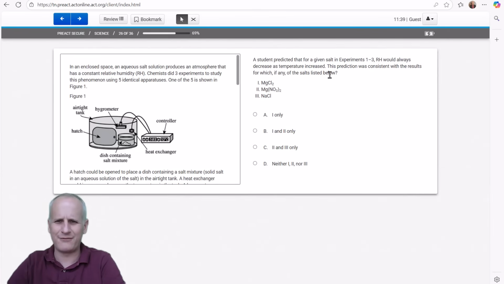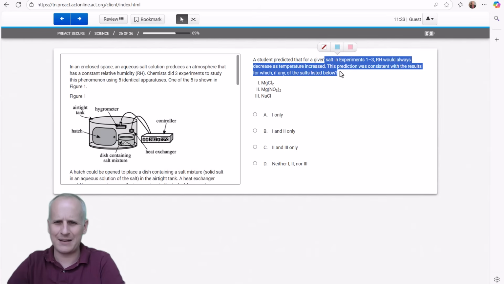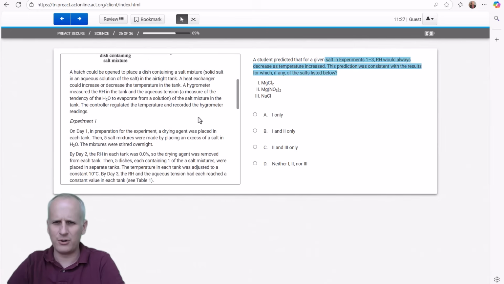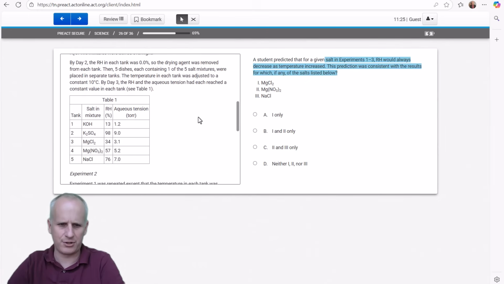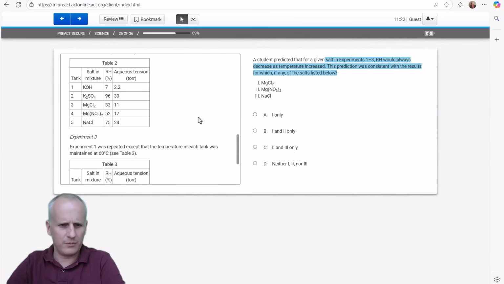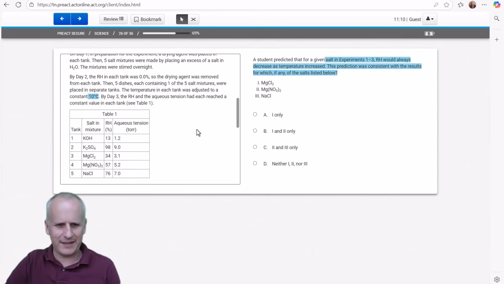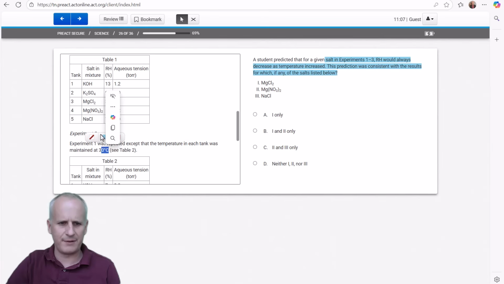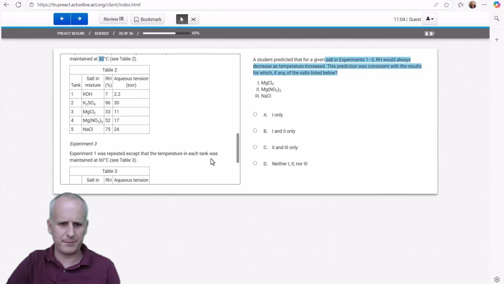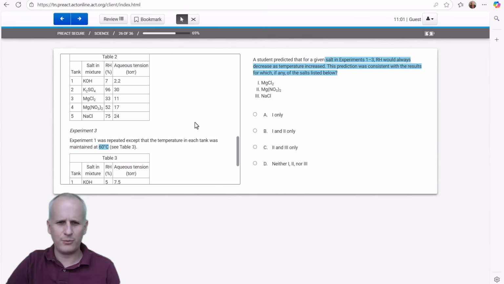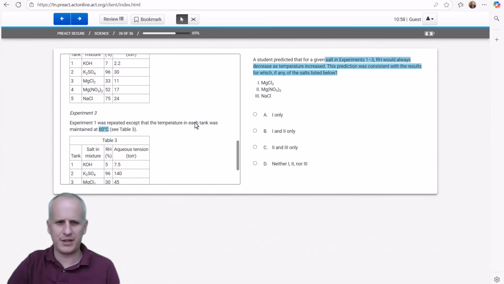Here we've got a student who predicted that for a given salt in experiments 1 through 3, RH would always decrease as temperature increased. This prediction was consistent with the results for which of the salts listed? So we've got to show that RH goes down as temperature goes up. We've got the temperature changing in each of these. So we start with a constant of 10 degrees centigrade or Celsius, depending on where you are in the world. And then we see that experiment 2 goes to 30, and then experiment 3 goes to 60. So it should show RH going down from 1 through 3.